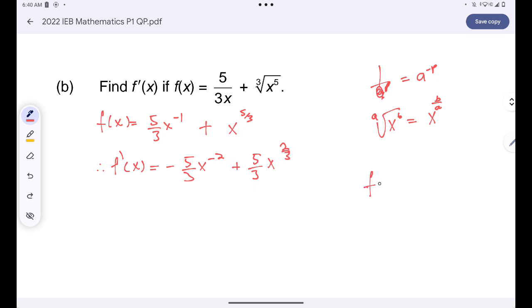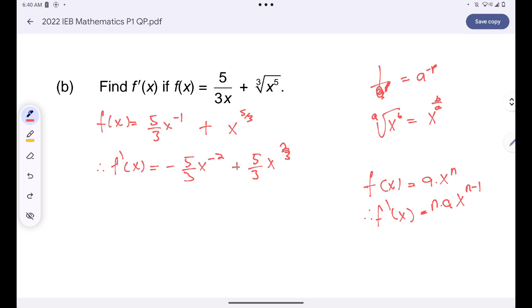I'm using the power rule that if f of x is equal to a multiplied by x to the power n, therefore my derivative, I'll just take the exponent and multiply with the coefficient. I'll have n multiplied by a, and then I'll just subtract 1 on the exponent. Are we together? So that's my derivative.